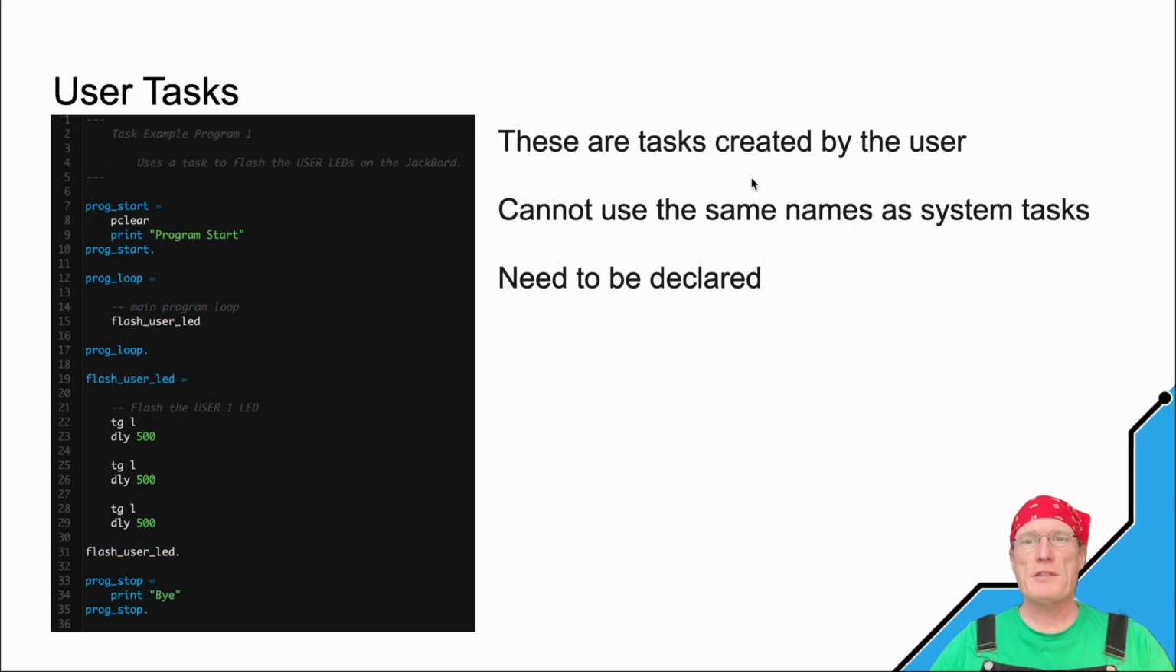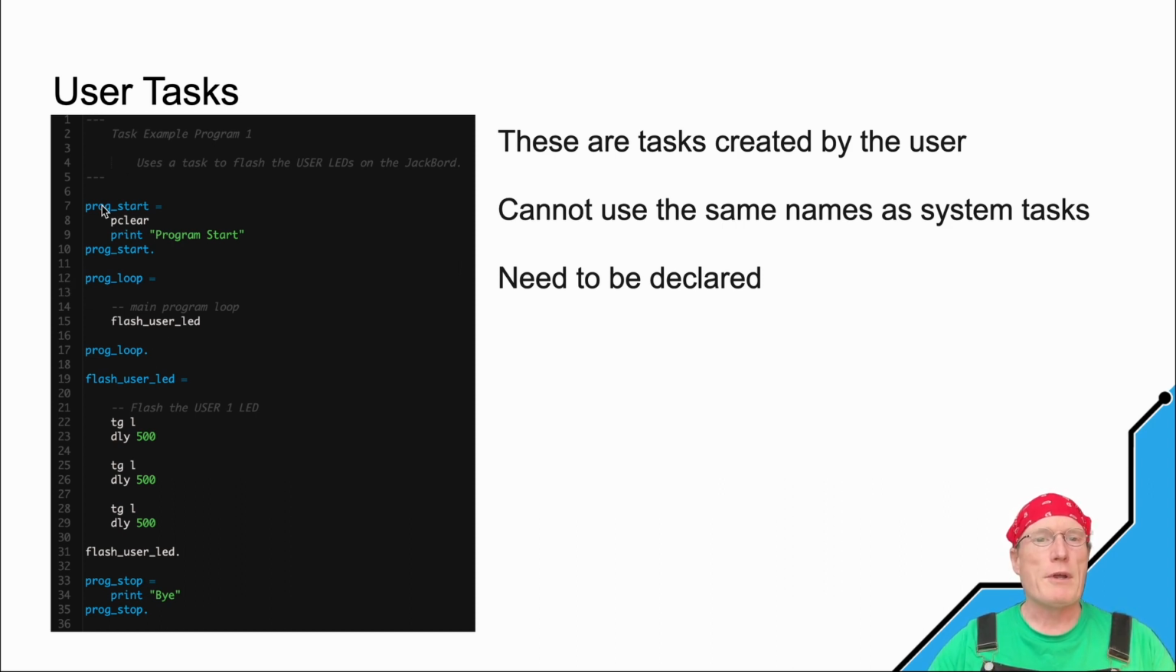So user tasks are tasks that can be created by the user, which is the person running the program. And you can't have user tasks with the same names as system tasks because that would just be very confusing. And so you need to declare your user tasks, whereas you don't have to declare the system tasks because they're just always there.